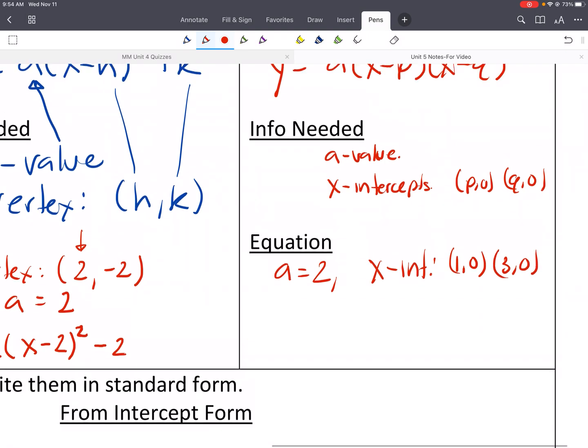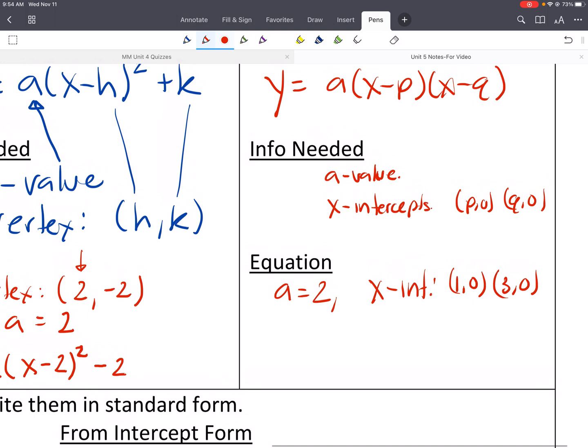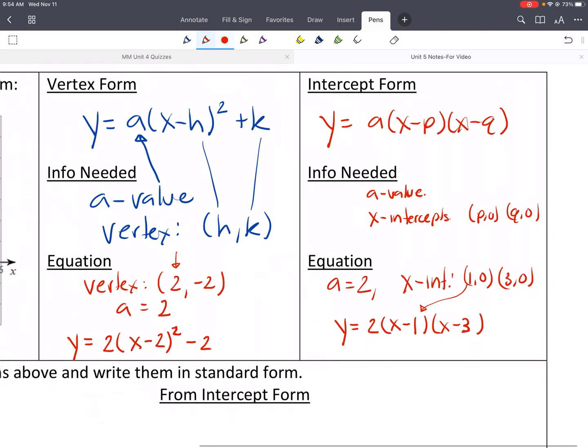And then we'll plug everything into our form. So y is equal to 2, and then we'll do our parentheses, x minus p, which is x minus 1. Again, you can think about it as when you put it in, it's going to change its sign, and then x minus 3. Okay, so these two forms are the same. They're just in different forms.